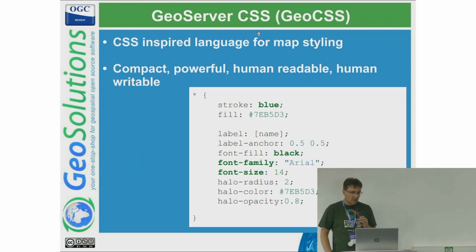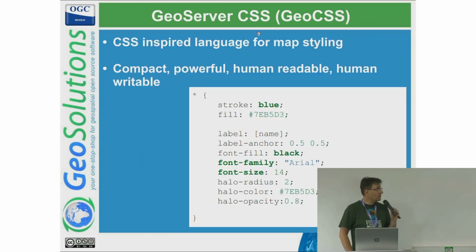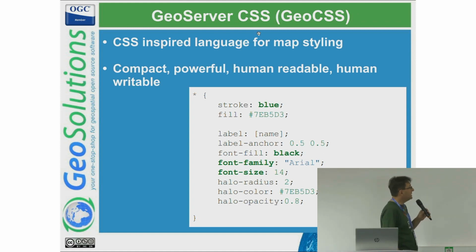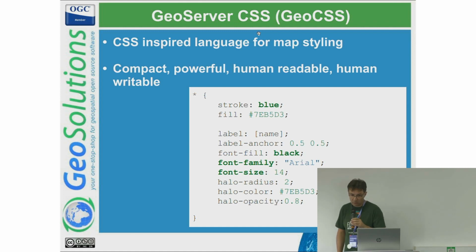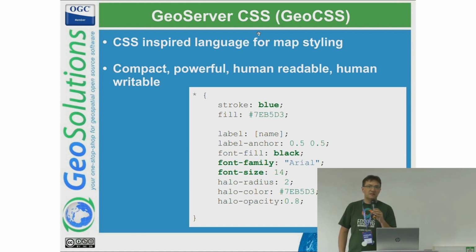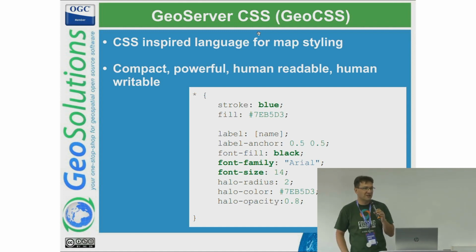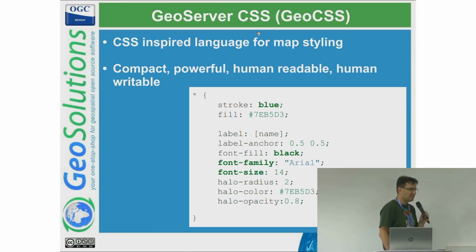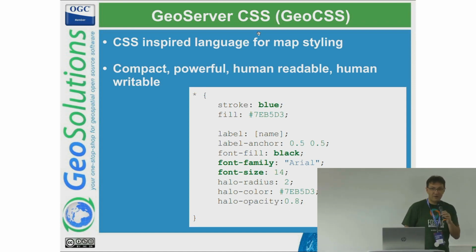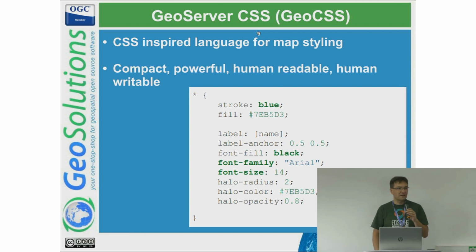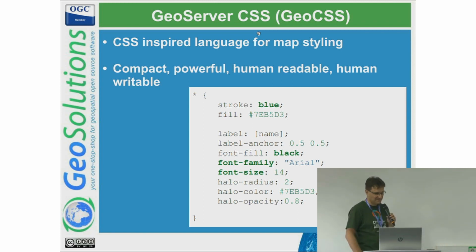GeoServer CSS is a CSS-inspired language for map styling that you can find as a plugin in GeoServer. It's compact, powerful, human-readable, and human-writable. Especially the human-writable part was the reason why it got developed, as writing and reading SLD is not exactly a joyful experience. Let's put it this way.